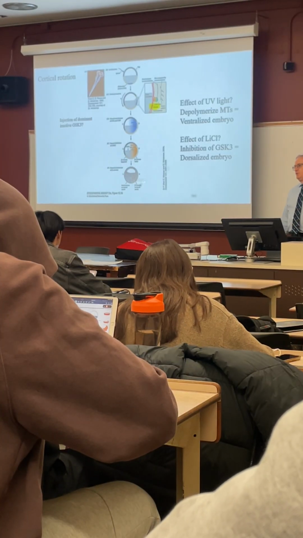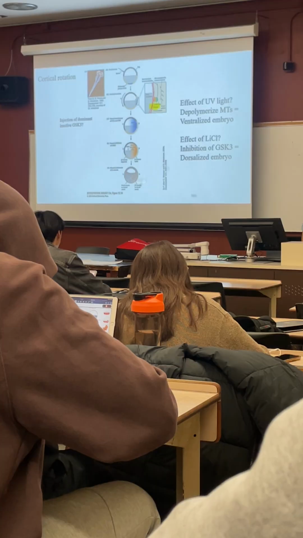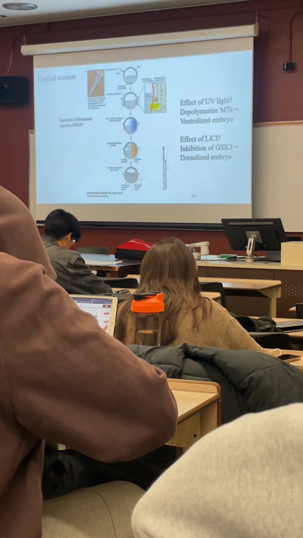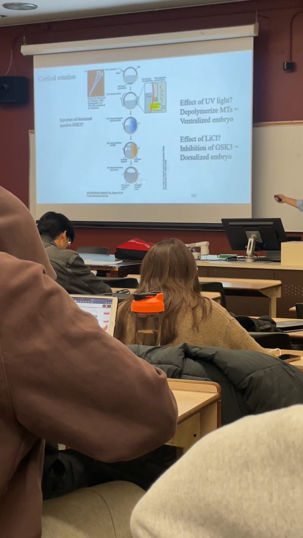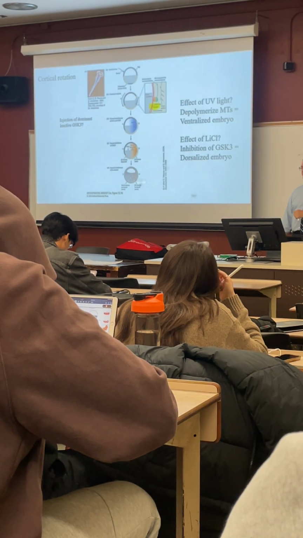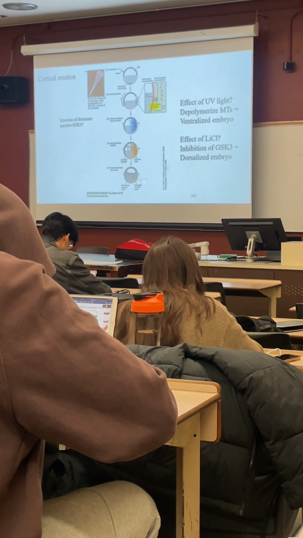Okay, so you have cortical rotation that's involved in making dorsal because that's where beta-catenin is. But you can treat embryos with ultraviolet light to ventralize them because you don't get cortical rotation. Or you can treat with lithium chloride, which inhibits GSK3, that means beta-catenin is everywhere, so everything is dorsal. Cool?